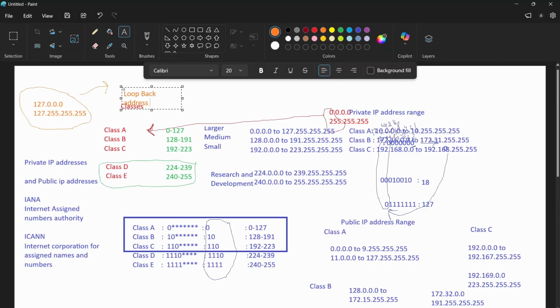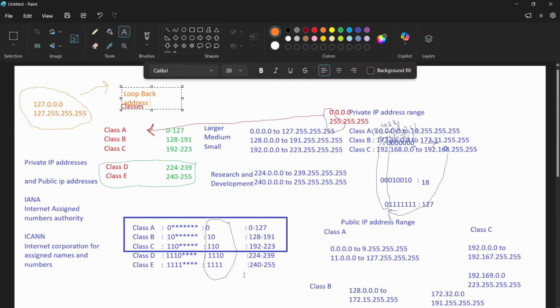As of now, we discussed class A, class B, class C, class D, and class E ranges, and how they were divided: 0 to 127, 128 to 191, 192 to 223, 224 to 239, and 240 to 255. They are divided based upon the priority bits. Class A priority bit is 0, class B is 10, class C is 110, class D is 1110, and class E is 4 ones. D and E we are not using, but I have highlighted them here for your understanding.